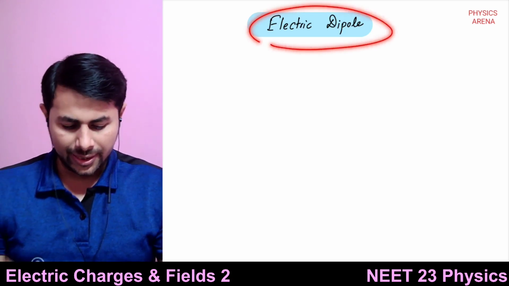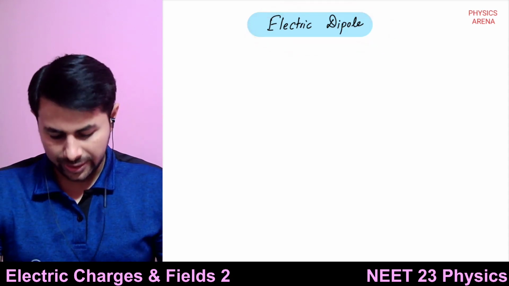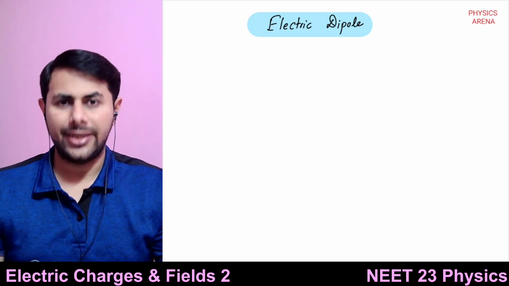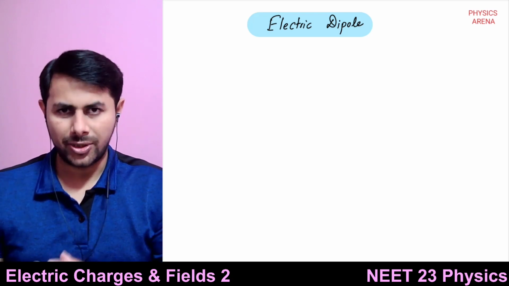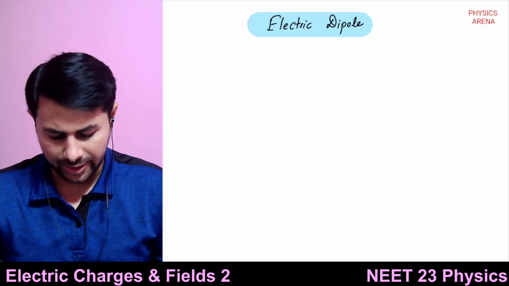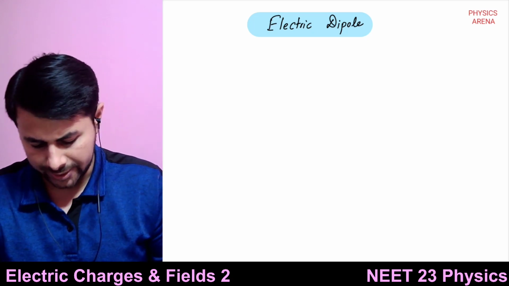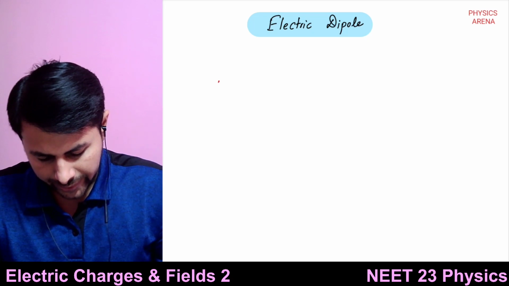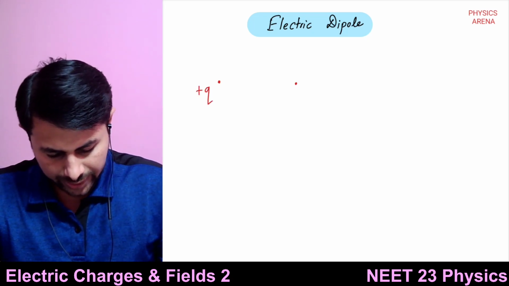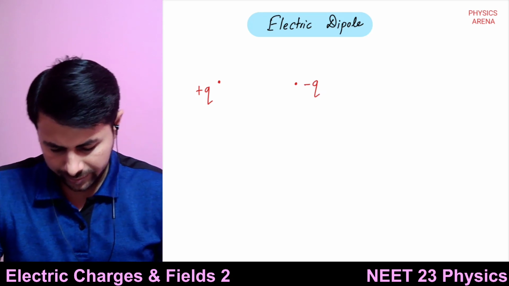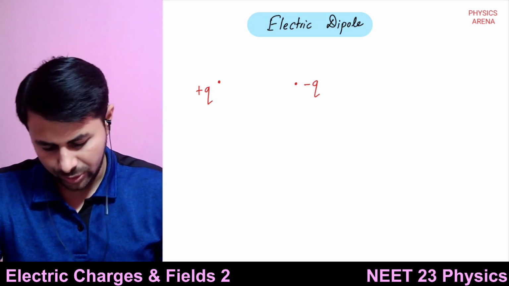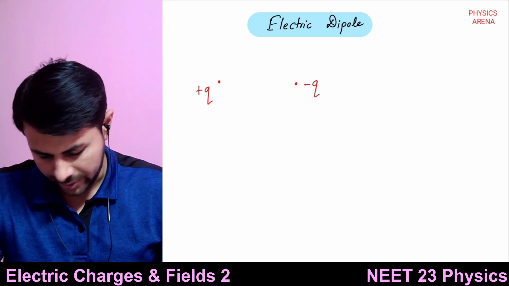What does an electric dipole mean? An electric dipole means a positive charge and the same amount of negative charge, and there is some distance between these two charges. So this is plus q and this is minus q, and there is some distance between these two charges.